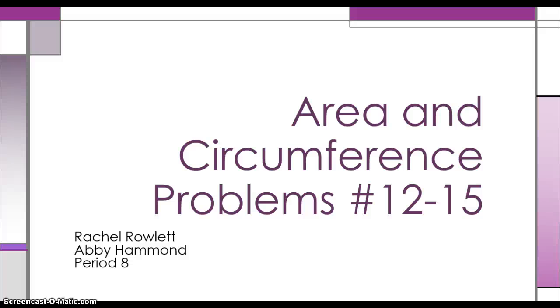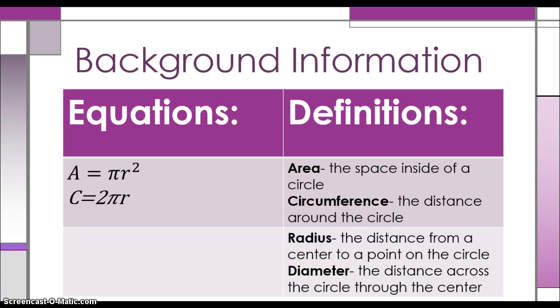Alright, so we had the area and circumference problems, number 12 through 15. So background information would be the equations for these problems: area equals pi r squared, and circumference, which is 2 pi r. Definitions: area is the space inside of the circle, and circumference is the distance around the circle. R is for radius, which is the distance from the center to a point on the circle, and the diameter is the distance across the circle through the center.